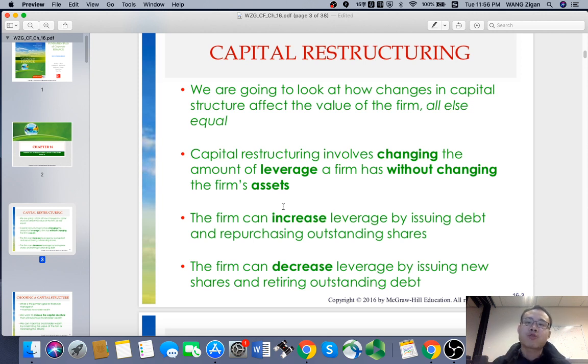So debt restructuring, just like what this term indicates, is about how to change the debt equity ratio. It involves changing the amount of equity leverage a firm has without changing the firm's assets. The firm can increase.